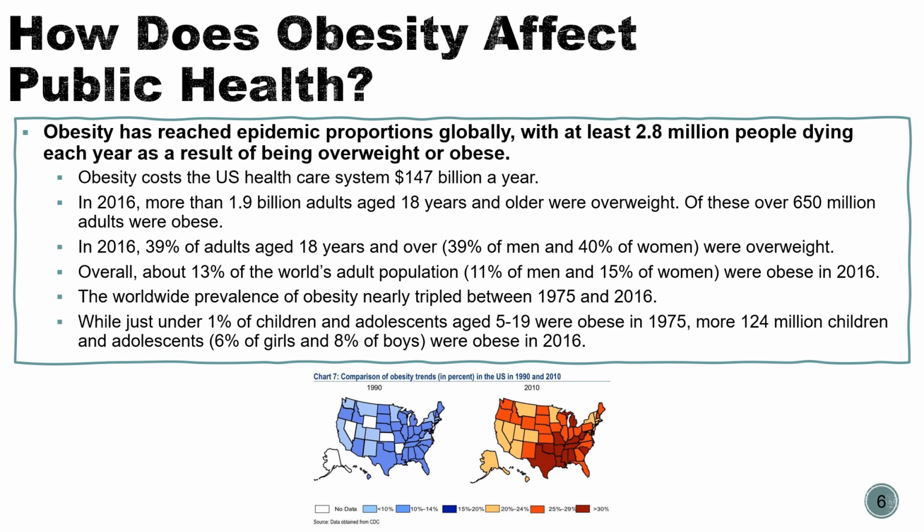In 2016, 39% of adults over the age of 18 were overweight in the United States, and globally, 13% of the world's adult population was obese in 2016, which has nearly tripled since 1975. In 1975, only 1% of children and adolescents between the ages of 5 and 19 were obese, and by 2016, 6% of girls and 8% of boys were obese, accounting for 124 million children and adolescents.